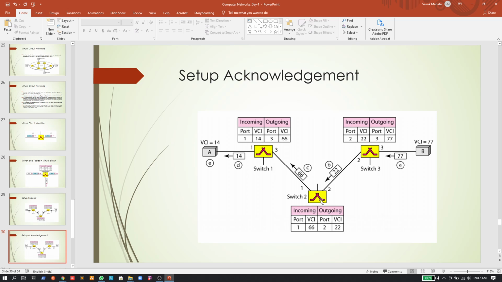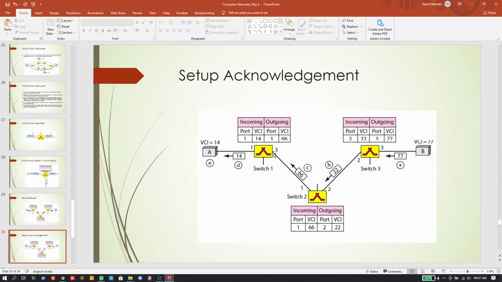Again at switch 2, in the routing table, it was saying that it will send data from port number 1, and the VCI is 66. Now again, whatever packet is sent from this port number 1 will contain the address or VCI 66 as the data. Now whenever switch 1 receives this data, it is receiving from port number 3.